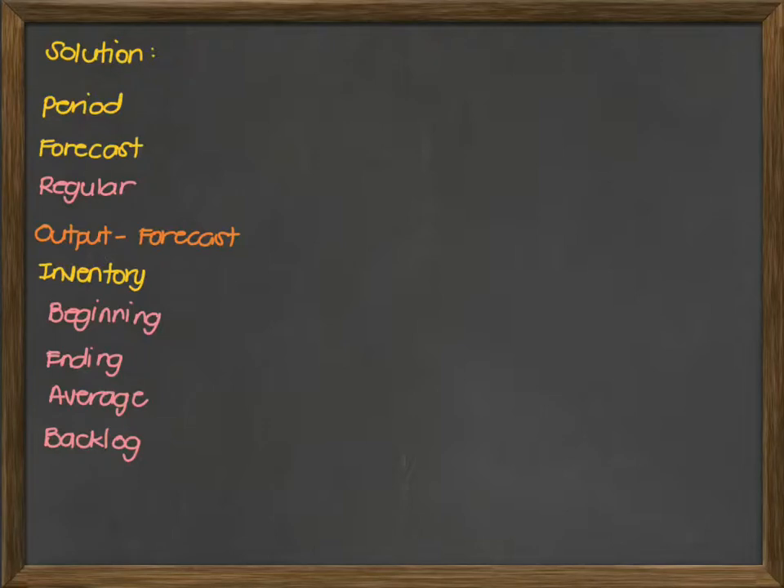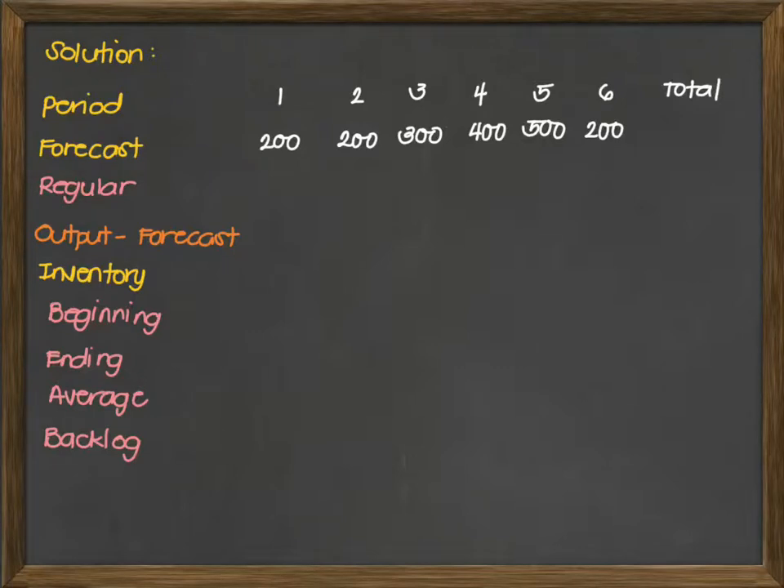Okay? Now, dun sa ating solution, we are going to write the given information. So, yung 6 periods, and then, if we get the total, we have 1,800. Now, ang sabi, we will be producing at a regular output rate of 300 units per period. So, we are going to write 300 for each period in the regular output rate. So, we have 300 for the first period, for the second, for the third, fourth, fifth, and on the 6th period. And if we get the total, it's again 1,800.